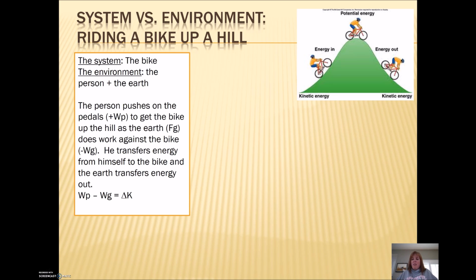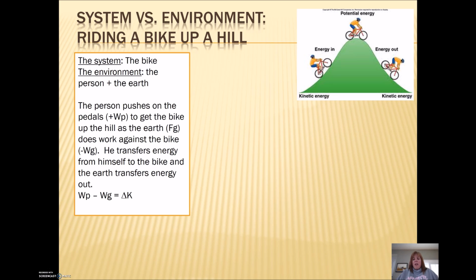But if you think about the other force on the bike, it's the force of gravity. If he stops pedaling, that bike's going down. So the other external force is the force of gravity, which is the earth acting on the bike. And that produces negative work. That would pull energy out. He stops, he goes back down the hill. So the person is transferring energy from himself to the bike by doing work, applying a force over a distance, and the earth is taking energy out by applying a force, the force of gravity, times the distance.